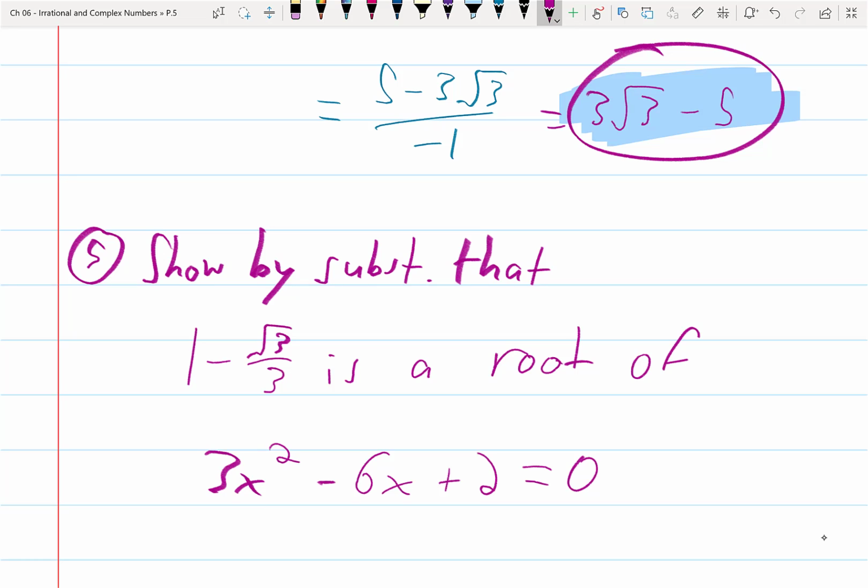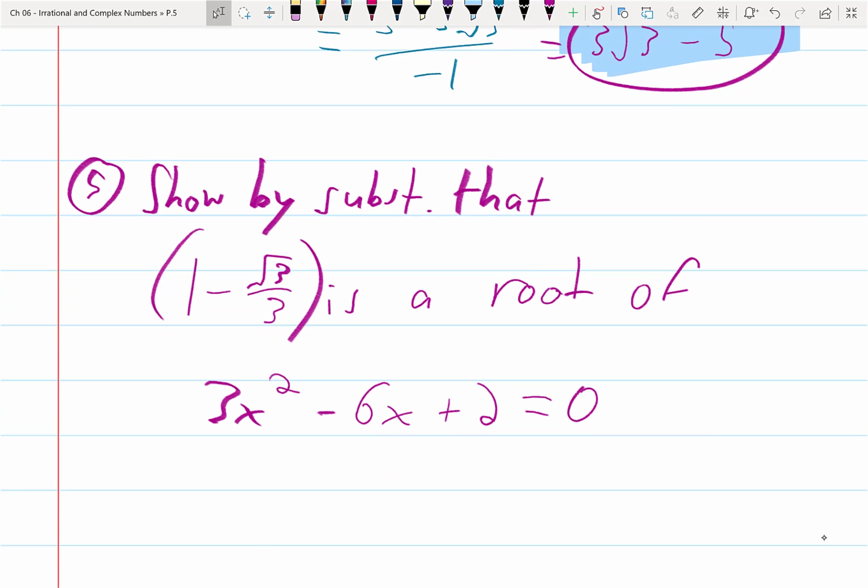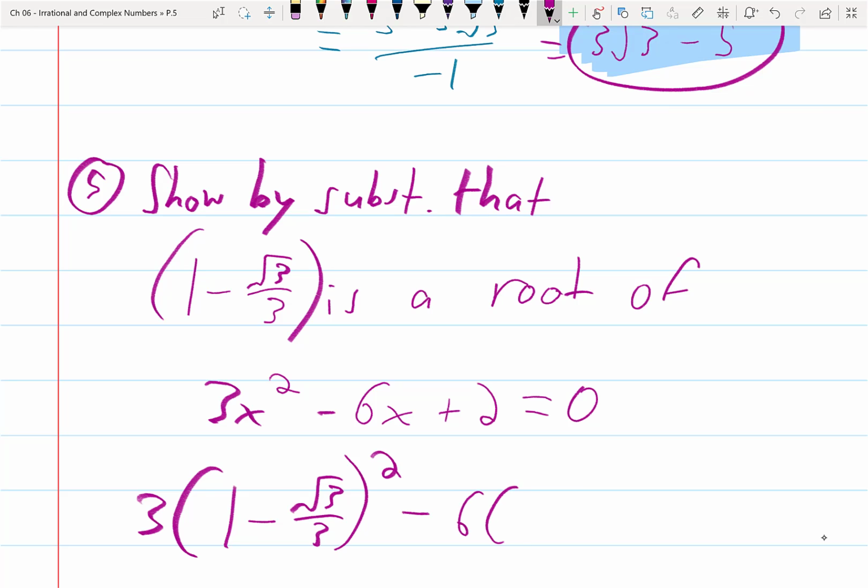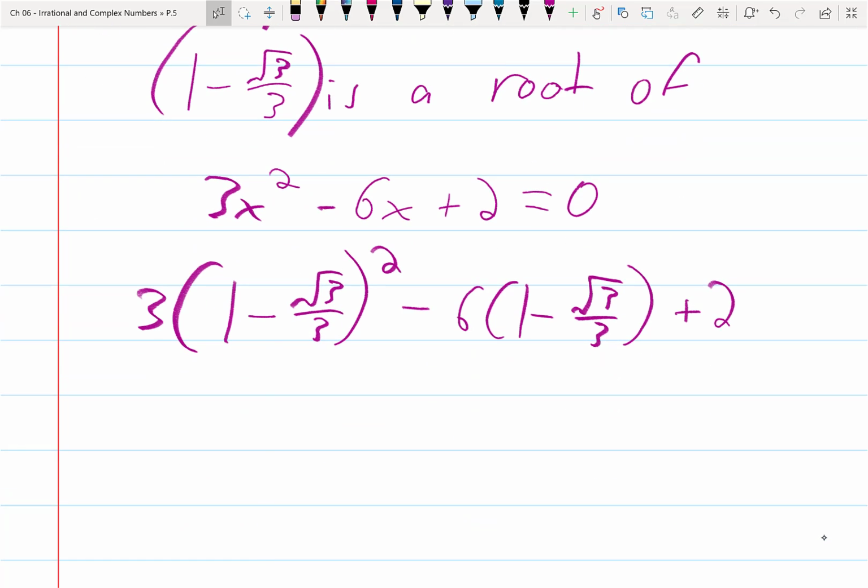What this means, if I'm saying show it's a root, is show that when you plug it in, it works. It's not meant to be anything more than that. 3 times 1 minus root 3 over 3 squared, minus 6 times 1 minus root 3 over 3 plus 2. Can you square this without writing it next to itself? First would be 1 minus root 3 over 3 minus root 3 over 3, so minus 2 root 3 over 3.